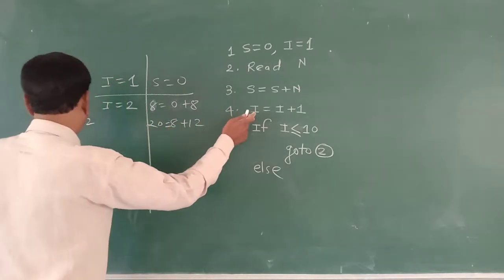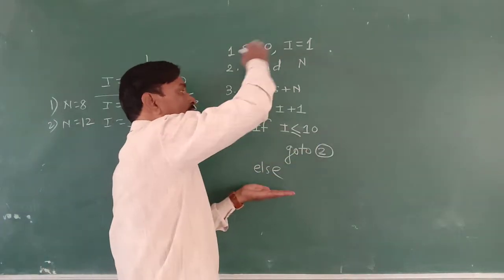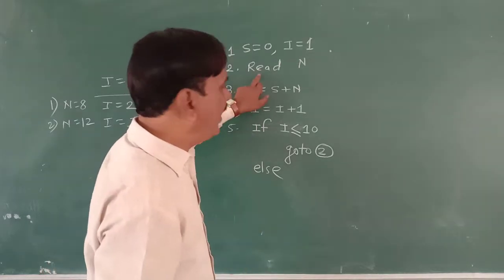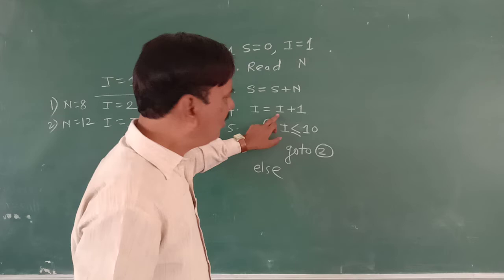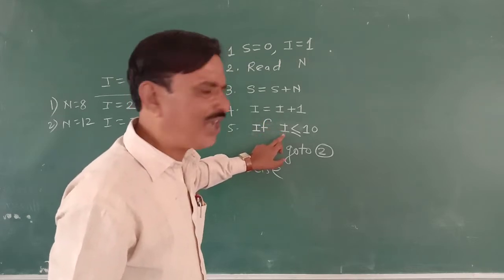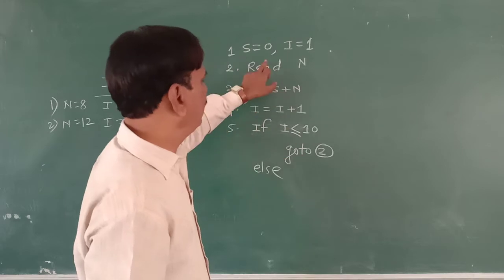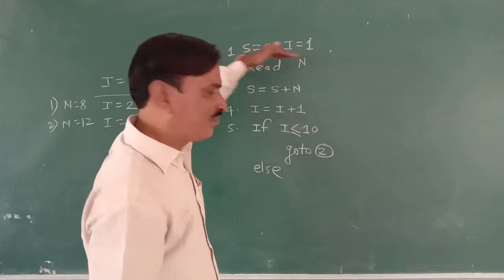I is equal to I plus 1. I becomes 3, so it will continue. Read n, add n into s, increment n. Verify, check whether I becomes smaller than or equal to 10. If yes, go to 2. Again read it. So this we call a loop.